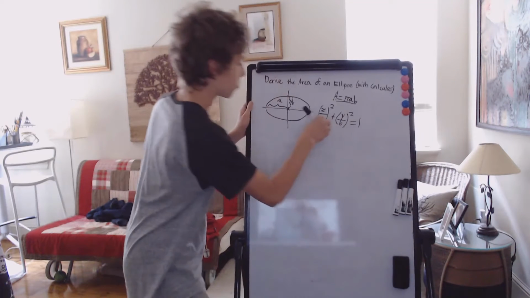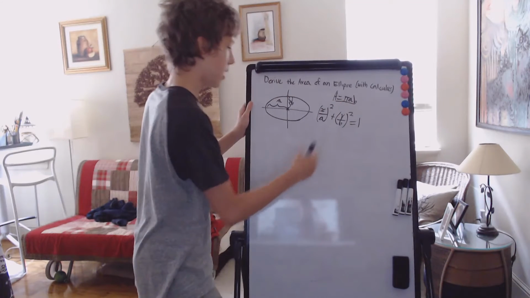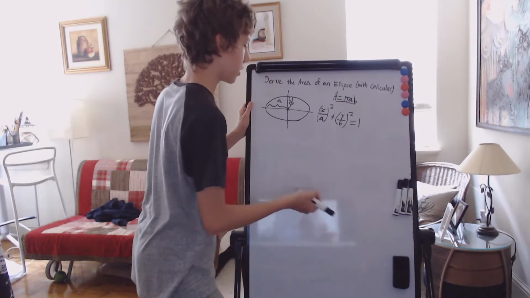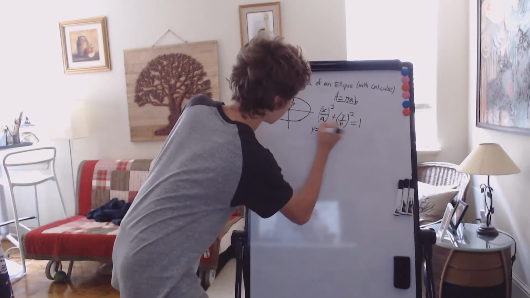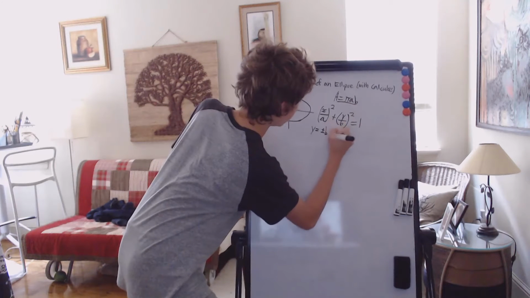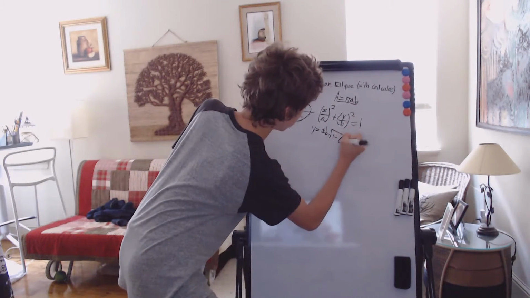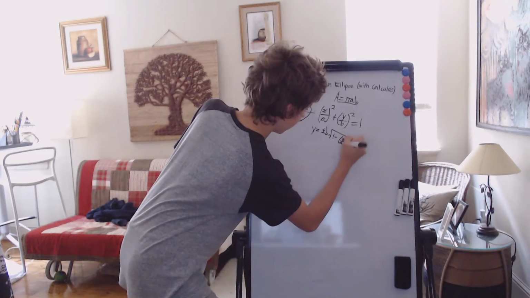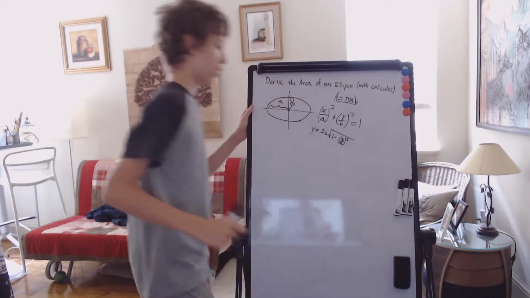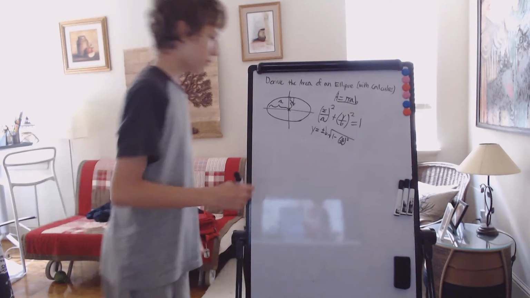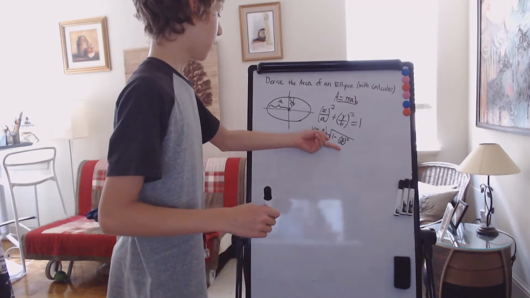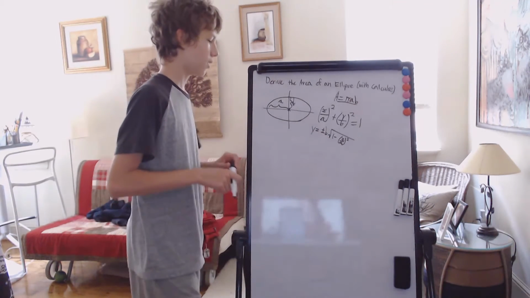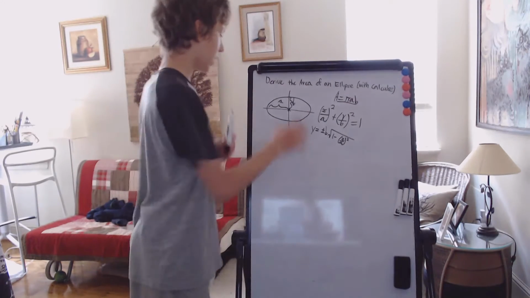If we subtract (x over a) squared on both sides, and also multiply both sides by b squared, and then take the square root, we get y equals plus or minus b times the square root of 1 minus (x over a) squared.